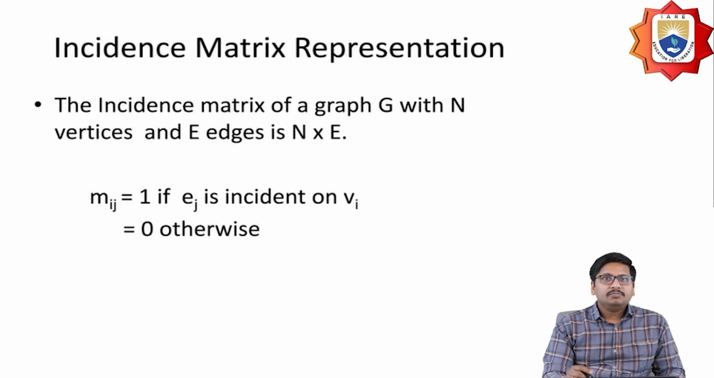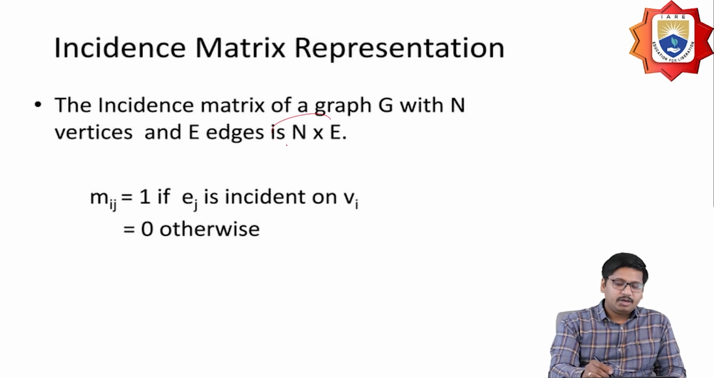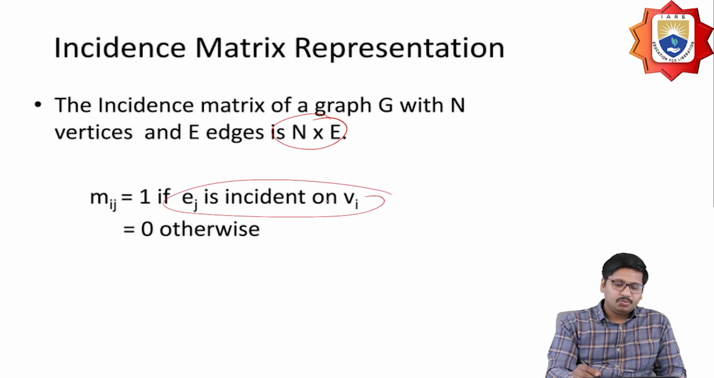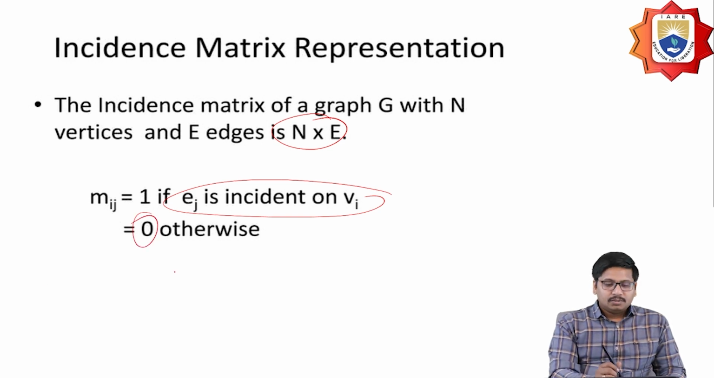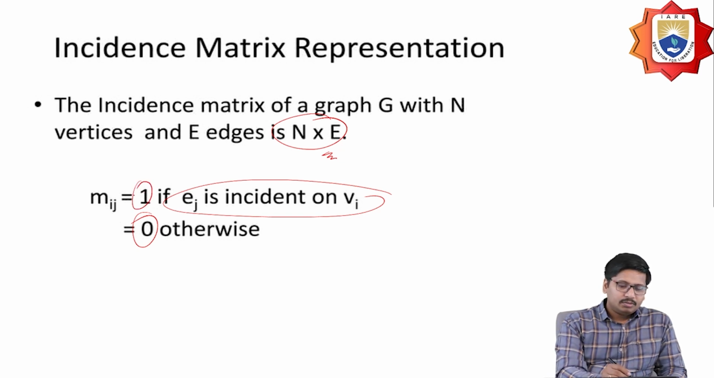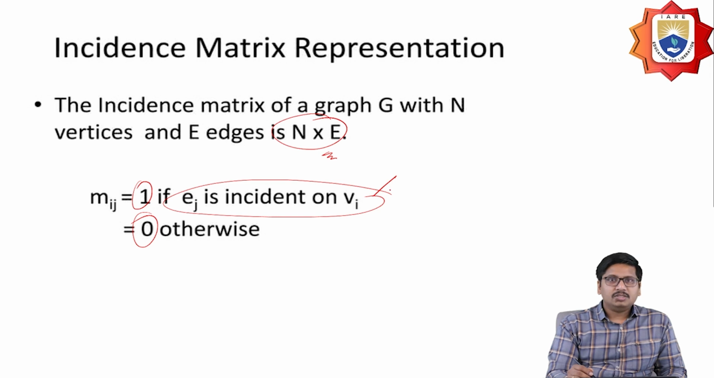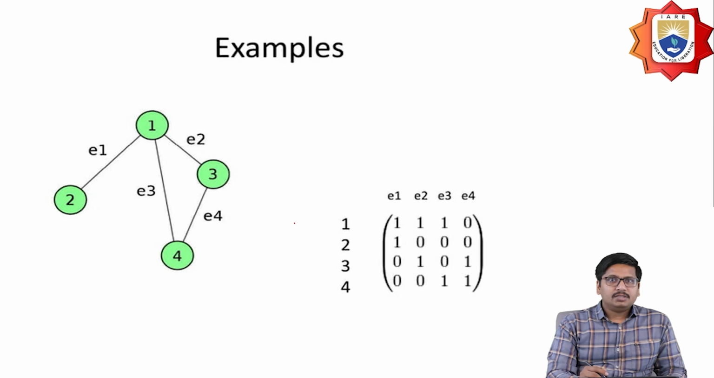What is the incidence matrix representation? The incidence matrix of a graph G with n vertices and m edges is given by an n by m matrix. This value should be 1 if the edge is incident on V i, otherwise it should be 0. So whenever there is an edge e incident on V i it should be 1, otherwise it should be 0. So let us consider this.